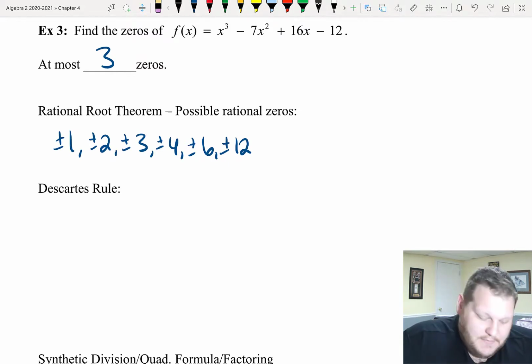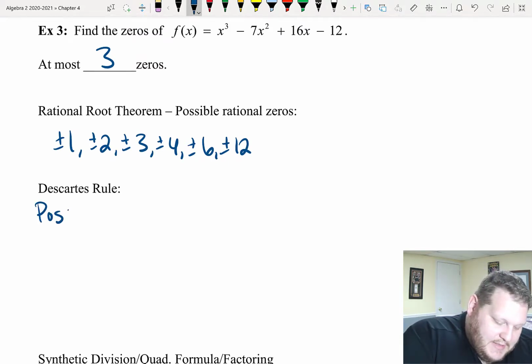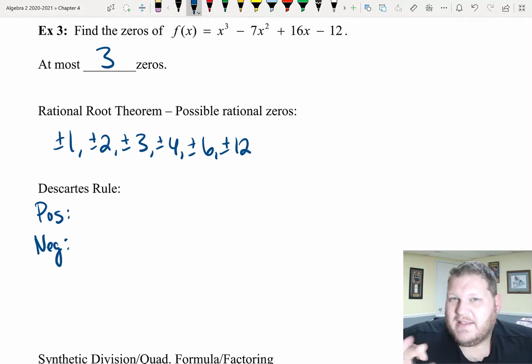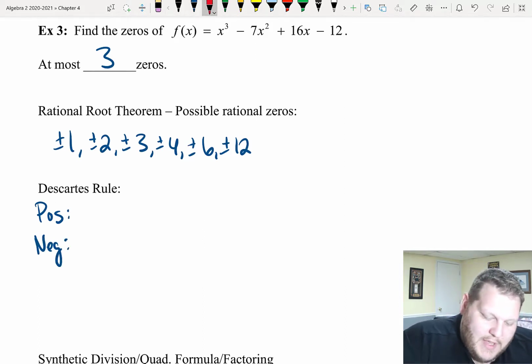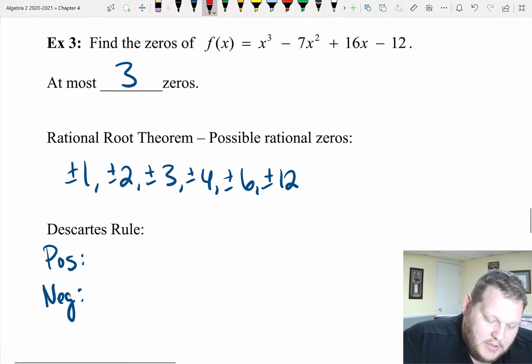That's going to be our positives. I'm going to go ahead and just write this down. Positive roots, and then our negatives. We're going to have to do that sign flip. So, again, looking back up here to my original equation, I start off positive, I go negative, positive, negative.